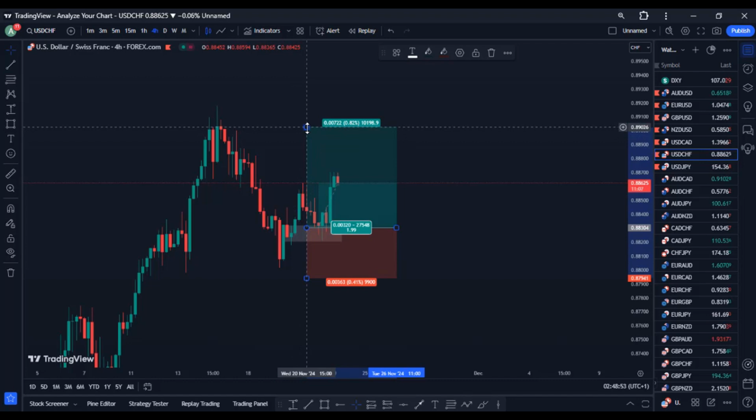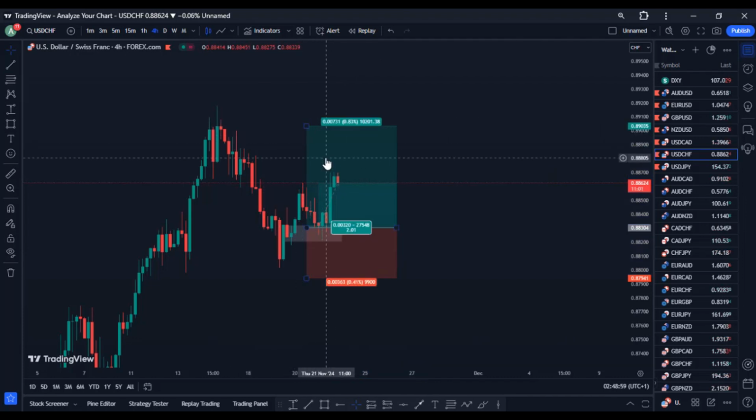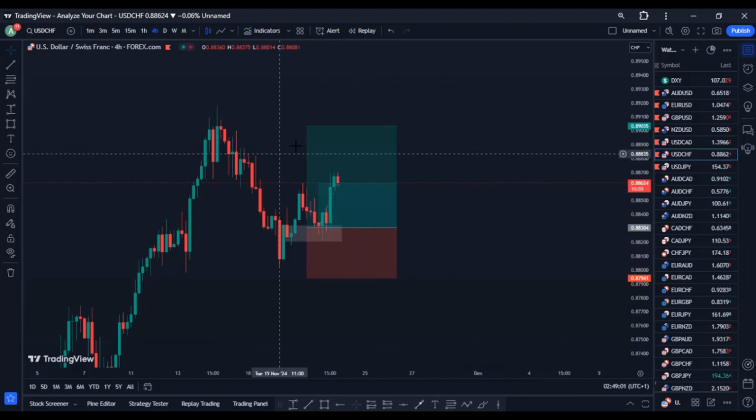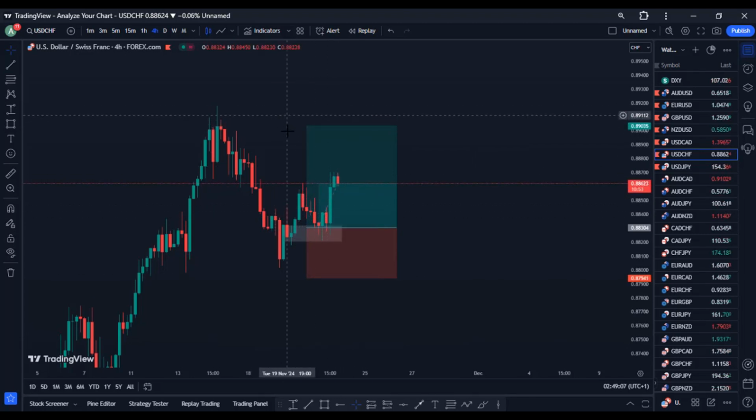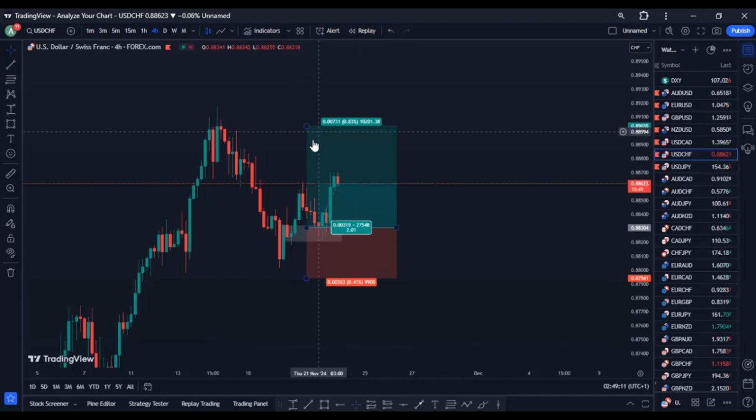Around this area is where I should get a risk reward ratio of 1 to 2. So I will set my take profit order here and my stop loss order here. Once the market gets to this area, it will automatically close this trade with a risk reward ratio of 1 to 2 in my favor.